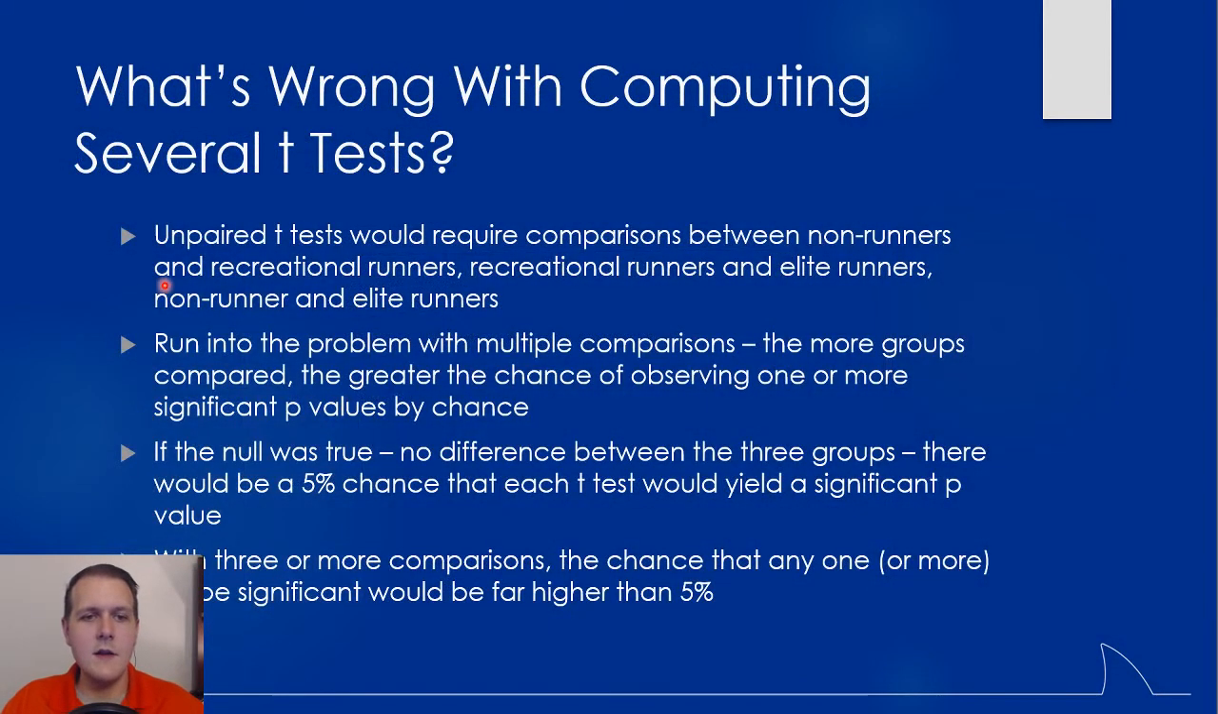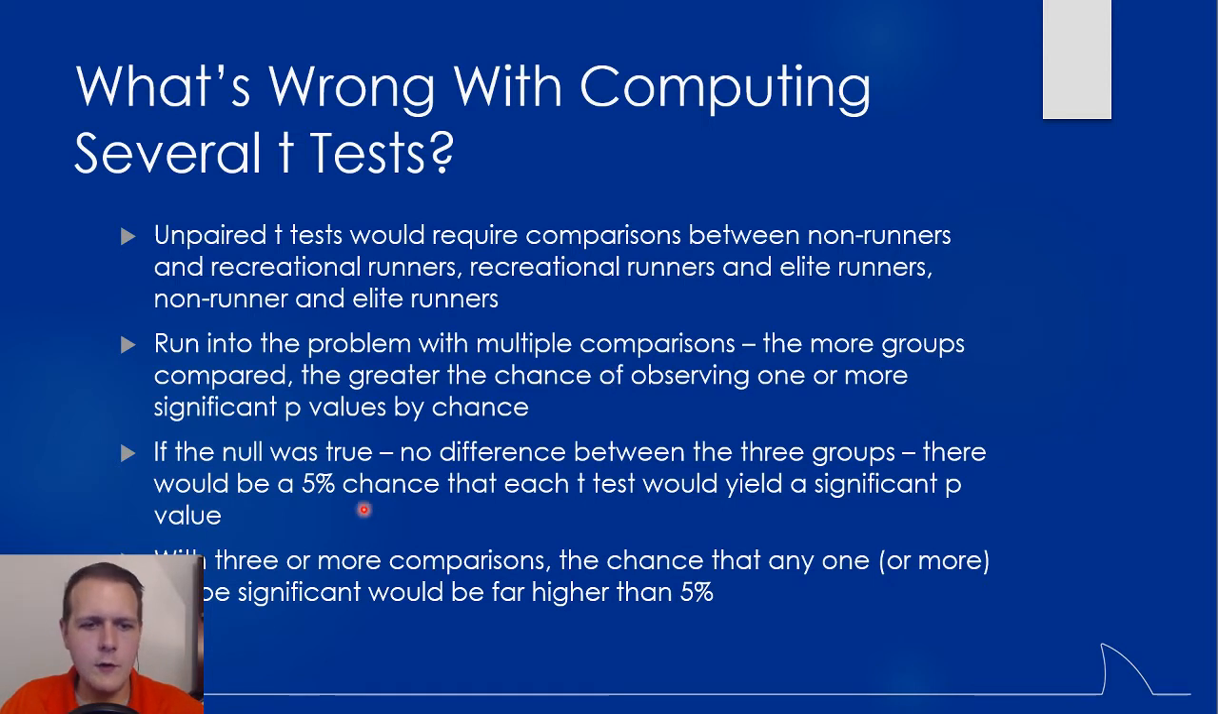So, as I mentioned, an unpaired t-test would have to be run between non-runners and recreational runners, recreational and elite, and then non-runners to elite runners. Again, as I mentioned, with multiple comparisons, you're increasing your chances of finding a difference just by chance alone. And so because of that, you're increasing your chance for a type 1 error.